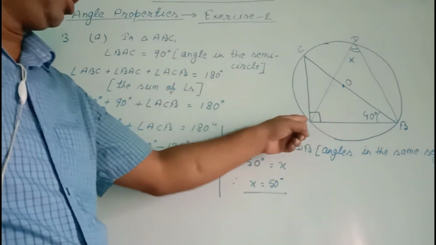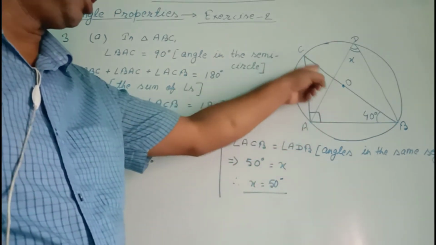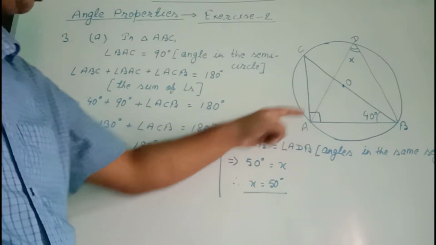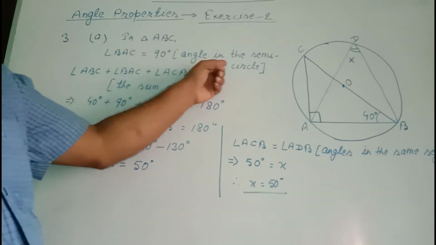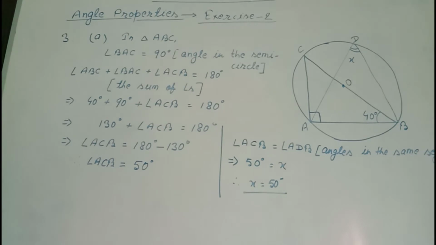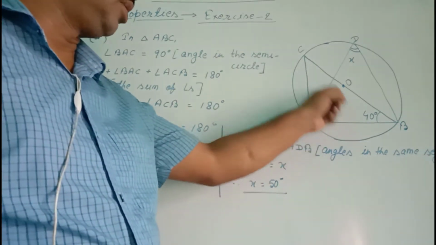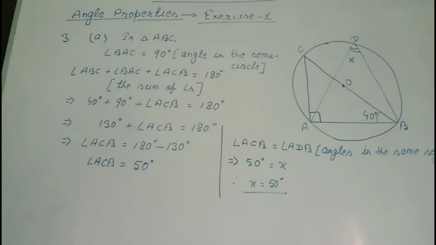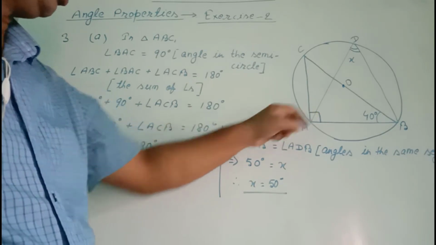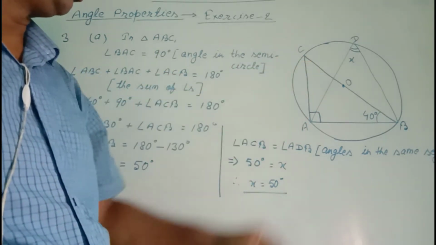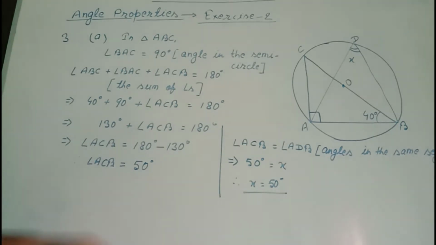So in triangle ABC, this angle A is the angle in the semicircle. So this is a right angle. For that I wrote angle BAC equal to 90 degrees, angle in the semicircle. Then the sum of these three angles, this plus this plus this, equal to 180 degrees. Reason: the sum of angles of a triangle. For that I have written angle ABC plus angle BAC plus angle ACB equal to 180 degrees. Reason is the sum of angles.